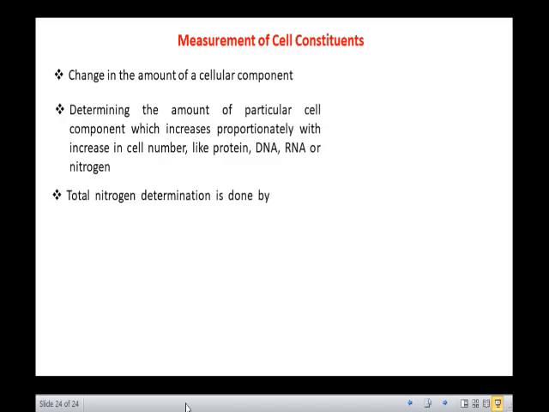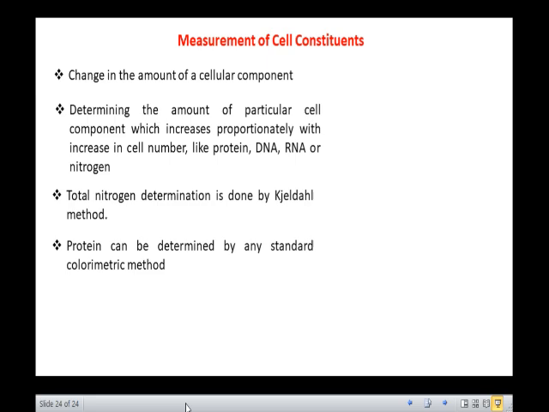Total nitrogen determination is done by Kjeldahl's method. Since about 16% of protein is always nitrogen, Kjeldahl values can be converted to get protein values. Alternately, the protein can be determined by any standard colorimetric method. The Folin-Ciocalteu method is routinely used to estimate proteins.